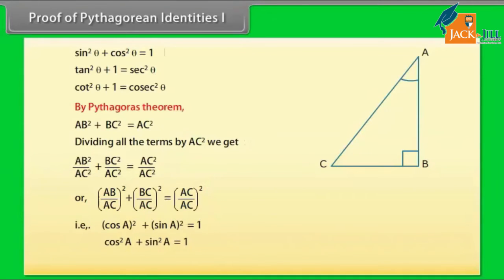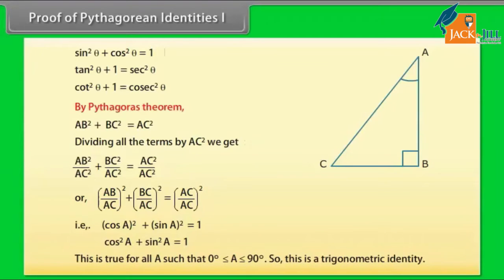That is, cos square A plus sin square A is equal to 1. This is true for all A such that 0 degree is smaller than or equal to A, which is smaller than or equal to 90 degree. So this is a trigonometric identity.